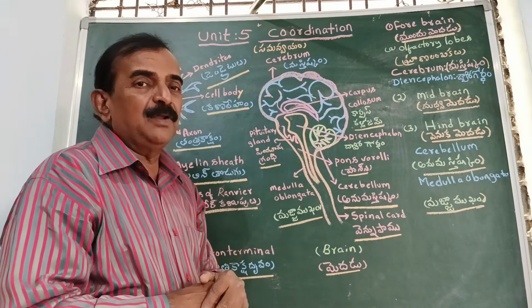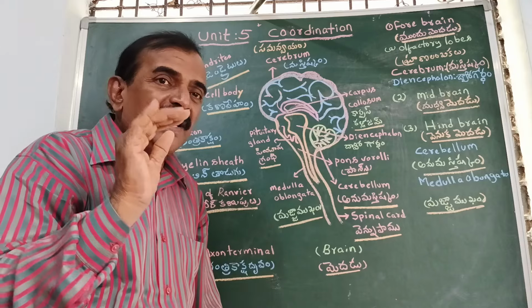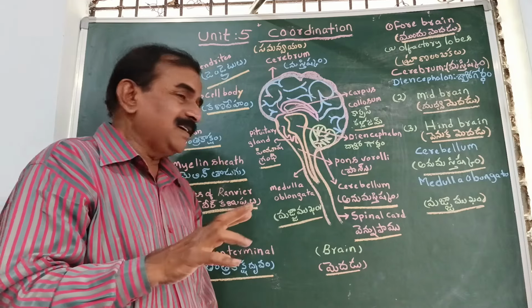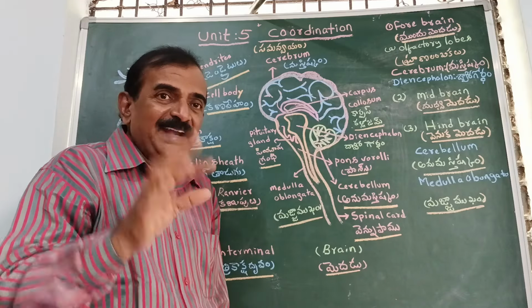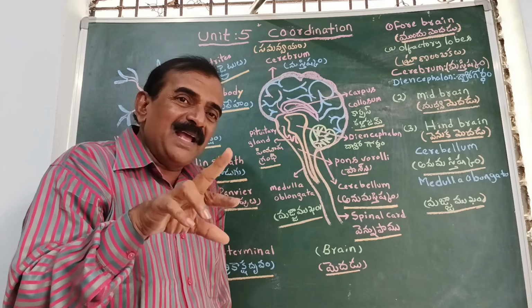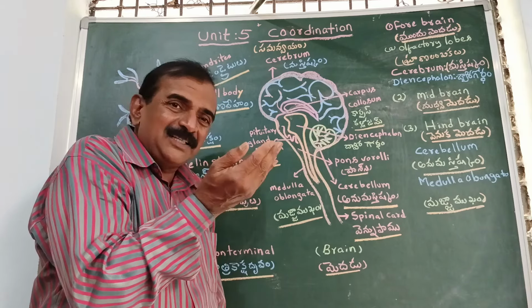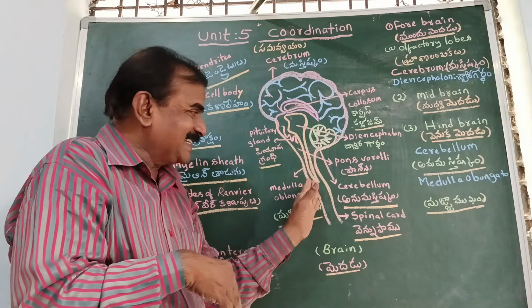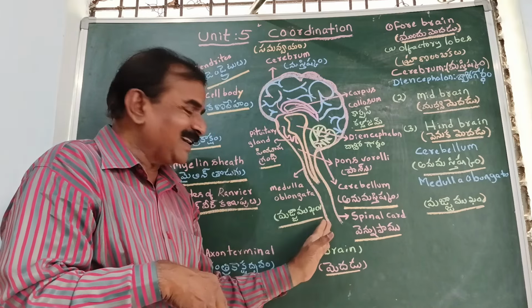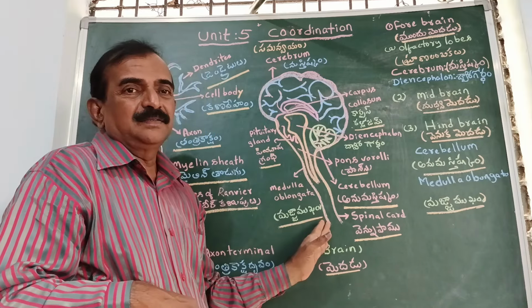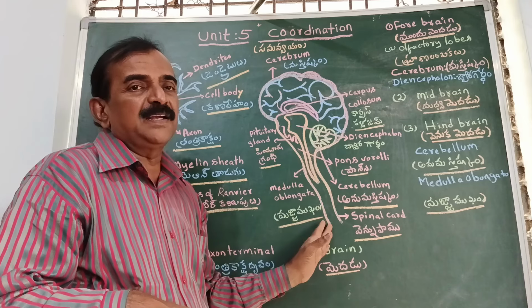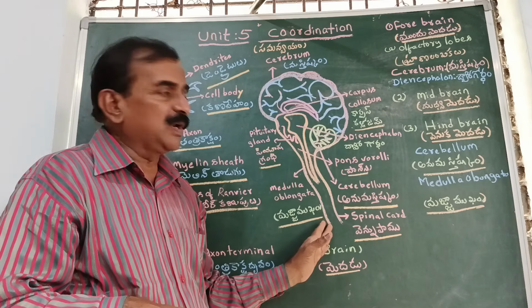Medulla oblongata. The medulla oblongata is triangular in shape, and here it is extended. So the hindbrain extends as pons, and pons extends as medulla oblongata, and finally it extends as spinal cord. And spinal cord is present in the neural canal of the vertebral column.